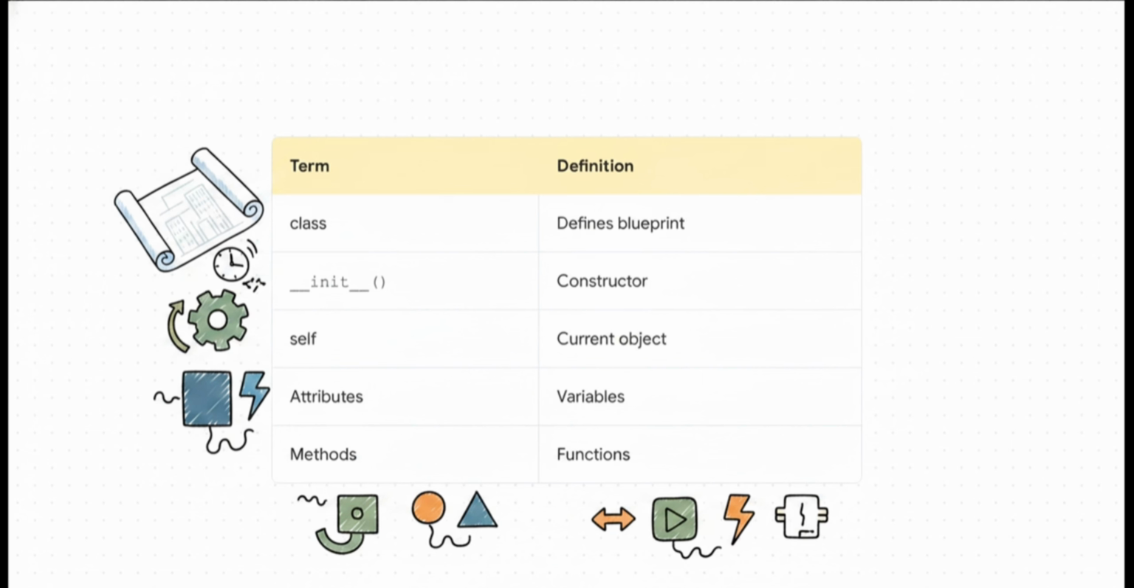Then there's self. It just refers to the current object. When Jai introduces himself, self literally means Jai. Finally, attributes are just variables inside a class, and methods are just functions inside a class. See? Not magic at all. Just incredibly useful tools with very specific jobs.